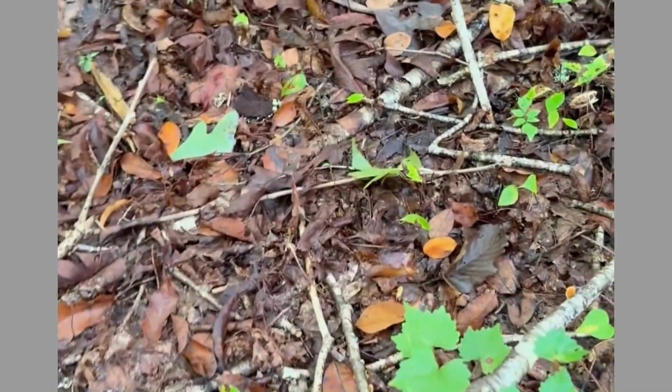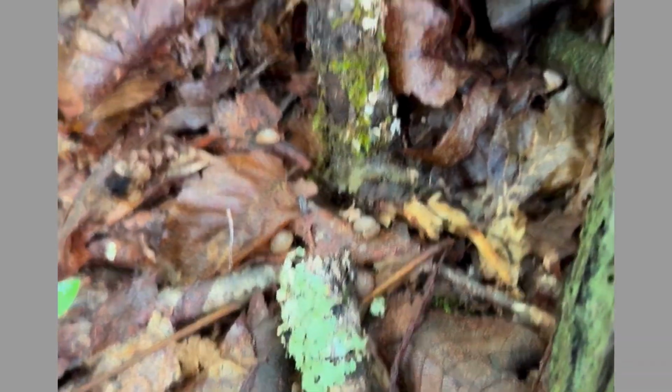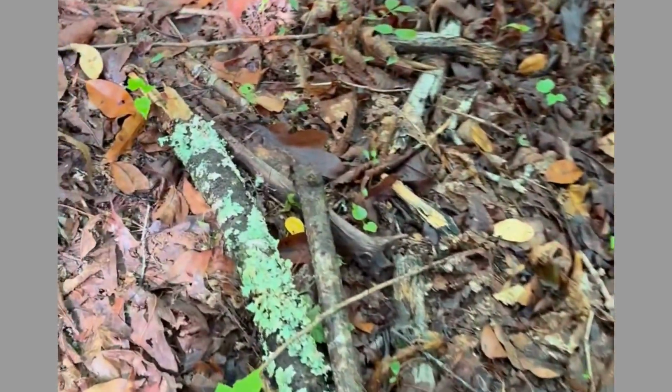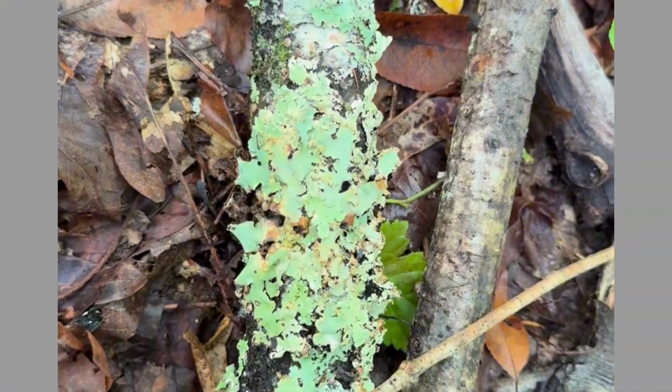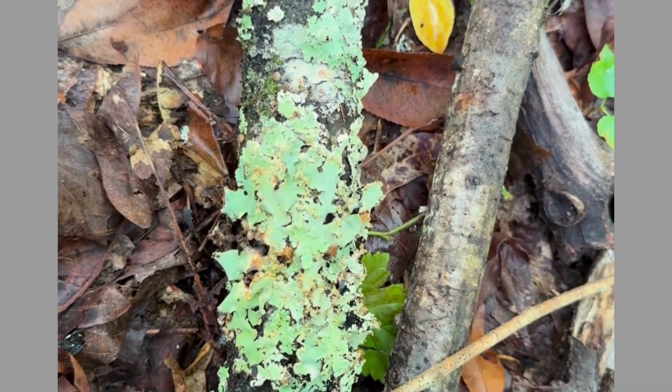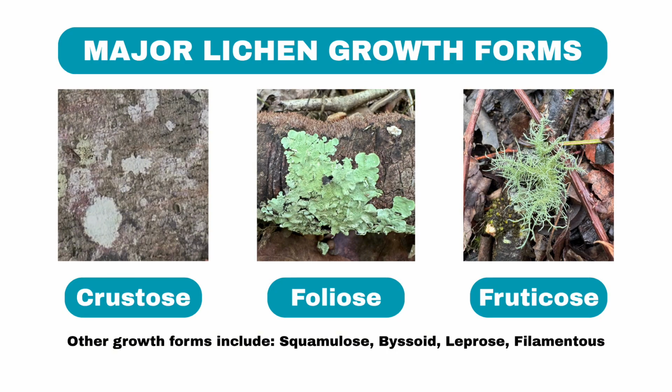Okay. Wait, oh, there's some lichen. I see it there on the ground. Yes. And wait, there's another branch right over there. Gorgeous. There are thousands and thousands of species of lichen, so you could study them for years and never get bored. For now, I want to show you three common lichen forms.